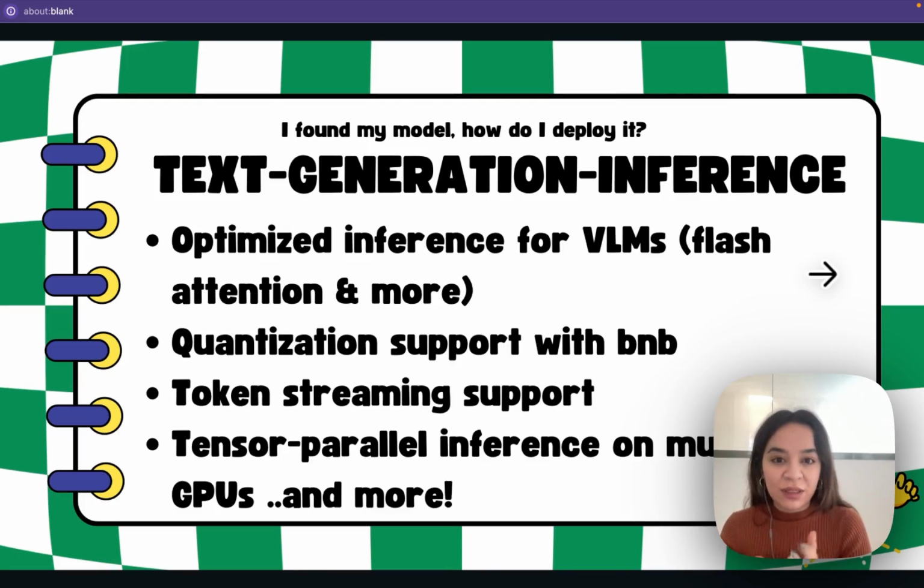So once you find your model, how can you deploy this? You can use the Text Generation Inference toolbox. It is mainly used for large language models, but Text Generation Inference can also be used for vision language models. It comes with many optimizations, it has quantization support, it has tensor parallel inference and more.